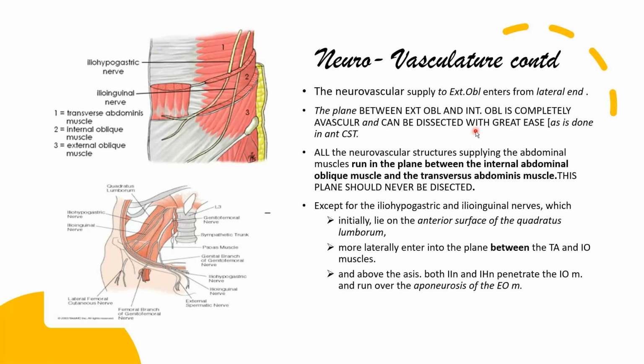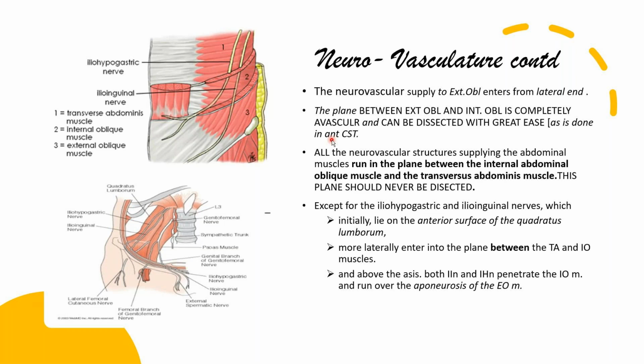Why is this important? Because of a relatively newer procedure, or I wouldn't say a newer procedure, but a procedure which has come to the fore about 20 years back, which is known as the component separation technique, CST. Anterior basically means you are sliding the external oblique over the internal oblique. So if there were vessels between the external oblique and internal oblique, would you be able to separate the two muscles? No, you're going to damage these vessels. But because that plane is avascular, the external oblique can easily be slid or dissected away from the internal oblique. Point number one.